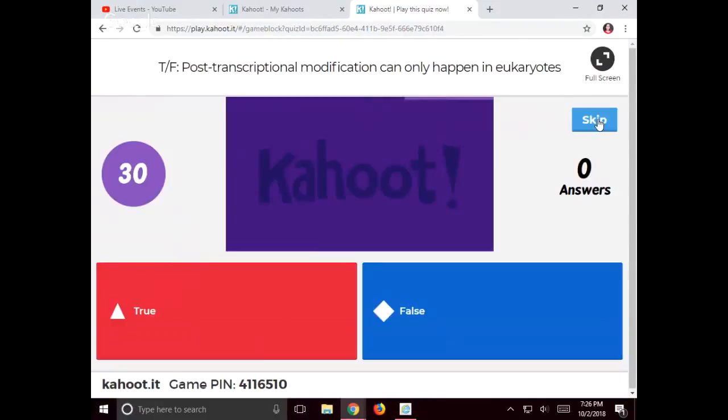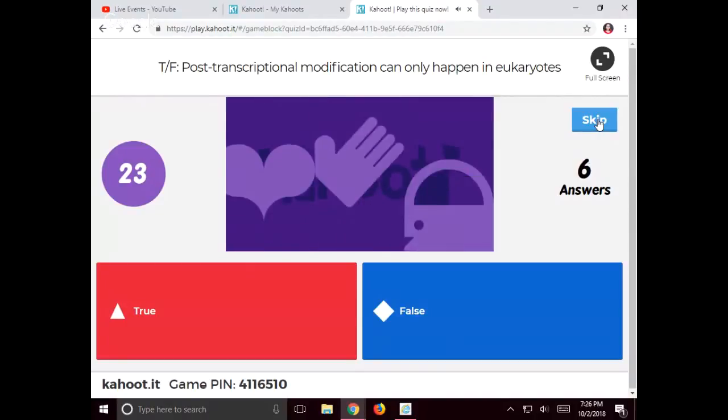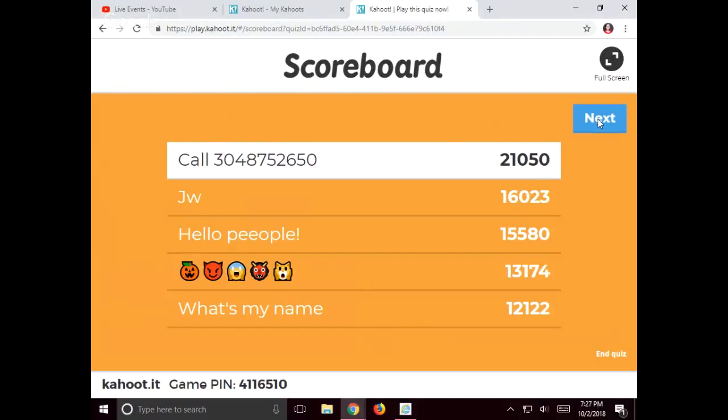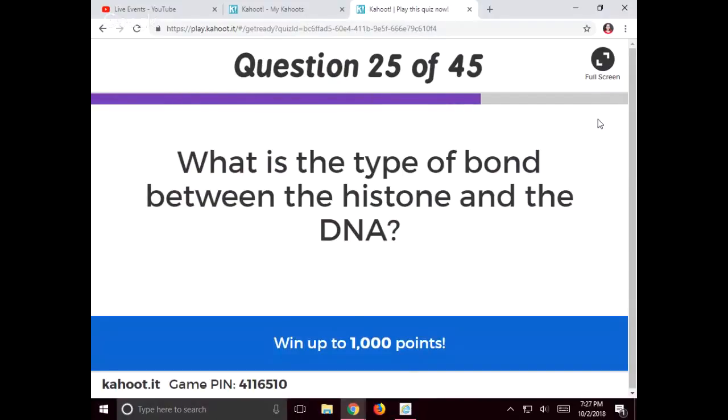Post-transcriptional modification can only happen in eukaryotes. So it happens both in eukaryotes and prokaryotes. I thought that one would be tricky because it's one bullet point in her notes, and she emphasizes it in eukaryotes, but it can happen in both. You can have acetylation, methylation, palmitoylation. She had a whole bunch of them, but that can happen in both. What is the type of bond between the histone and the DNA?